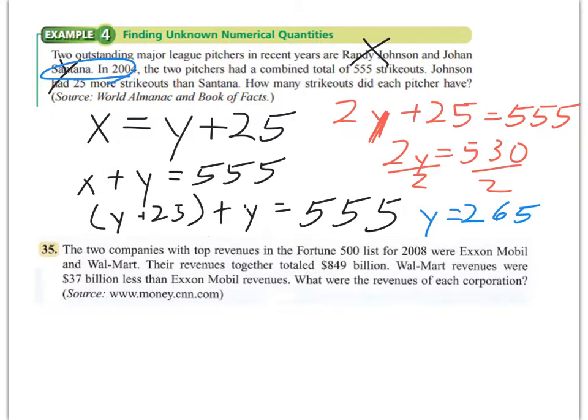And then Johnson would have Y plus 25. So if we know Y is 265, we can plug that in there. So the 265 plus 25 would give the strikeouts for Randy Johnson. Now really we should write that in terms of the actual context. I'm a little bit short on room to write that down, and you can hear me just fine. So what we're looking at there is Randy Johnson had 290 strikeouts, Johan Santana had 265 strikeouts. That's really how we would answer that question.